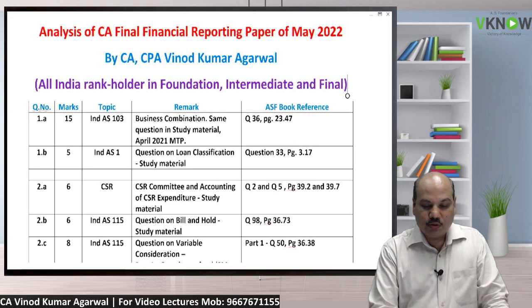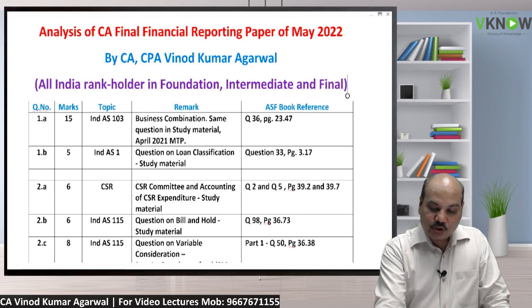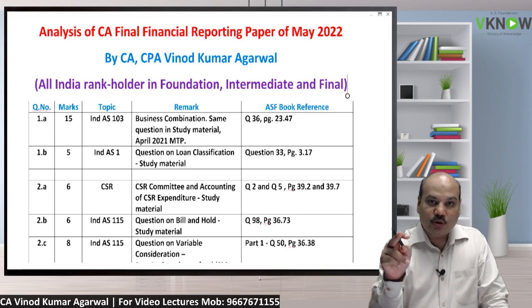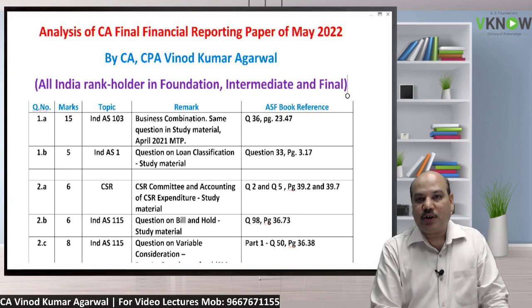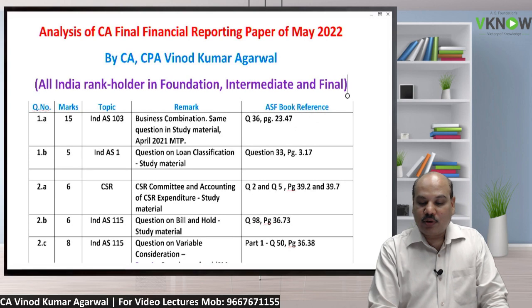First question is for 15 mark. This is an often repeated question on business combination. Same question is there in the study material also. This question was in earlier exam also, and it was in April 2021 MTP also, and we have covered this question in the class in detail, and the question number is 36, page number 23.47 of our FR Class Note with Solution.